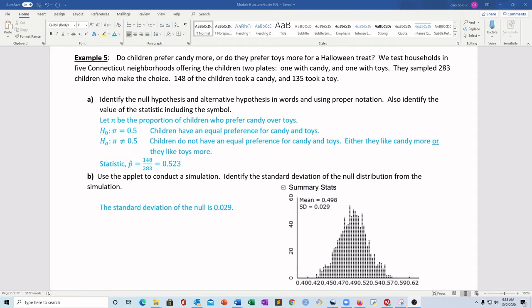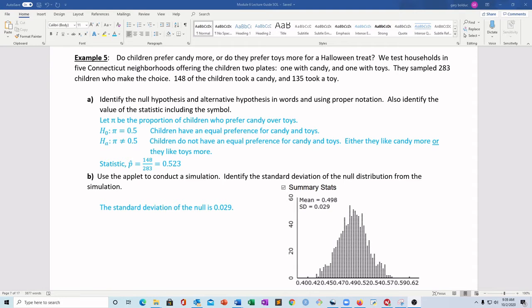So the first thing we have to do is identify our parameter. We are interested in the proportion of children who prefer candy over toys. We're going to call that pi. Now, could you have said, let's let pi be the proportion of children who prefer toys over candy? Sure, it's up to you. There's 2 options. You can pick whichever one you want to think of as the success. I'm going to say choosing candy as our success in this case.